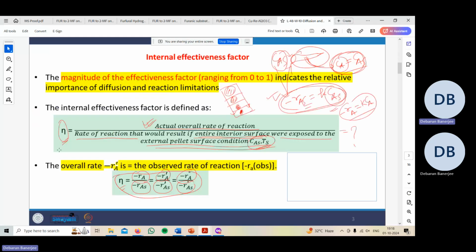So the internal effectiveness factor will be equal to the actual rate of reaction divided by the rate of reaction that would result if the entire interior surface were close to the external pellet surface condition. So eta will be minus RA by minus RAS.